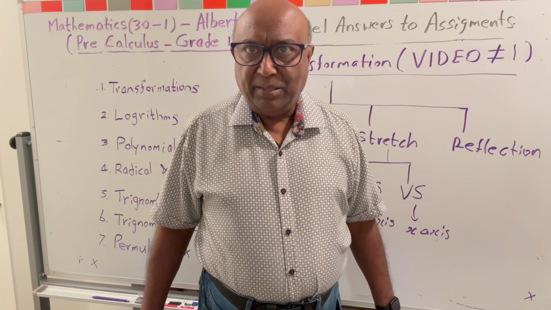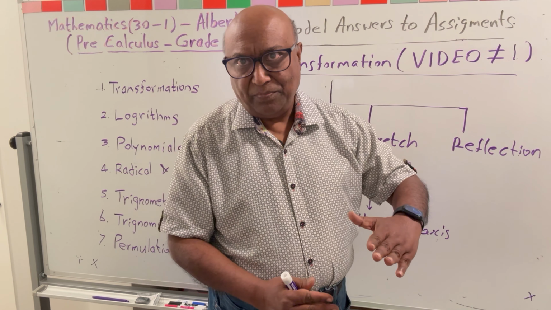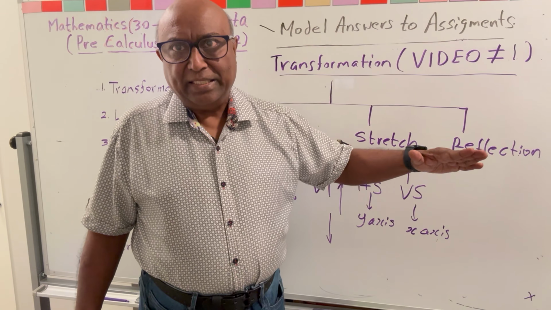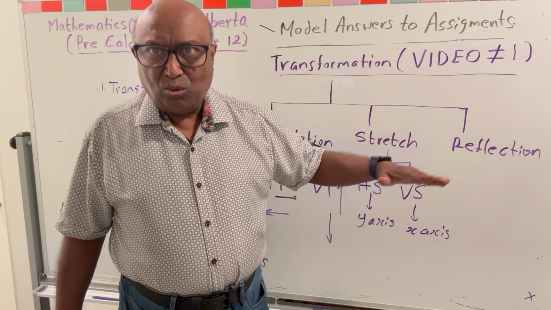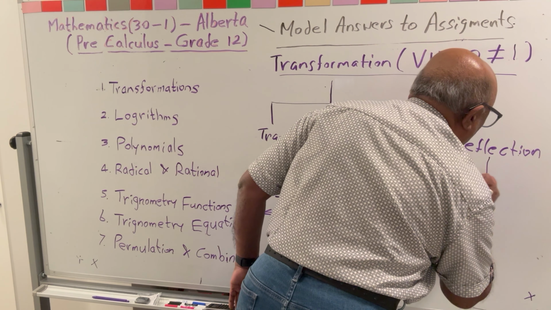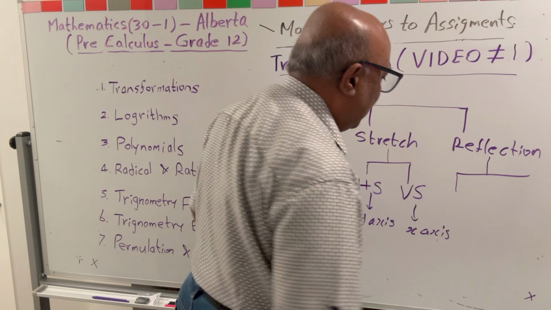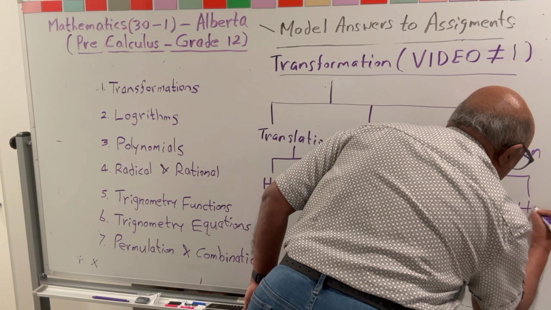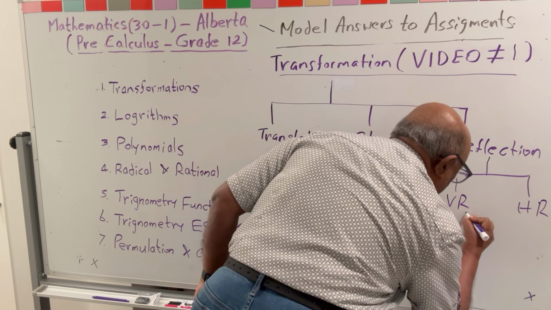Reflection. Reflection converts the object into its mirror image. Due to the action of reflection, the shape doesn't change, but the orientation changes. Reflection can be about the x-axis, which is called vertical reflection, or horizontal reflection. Vertical reflection means about the x-axis.